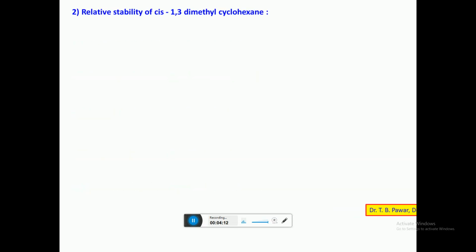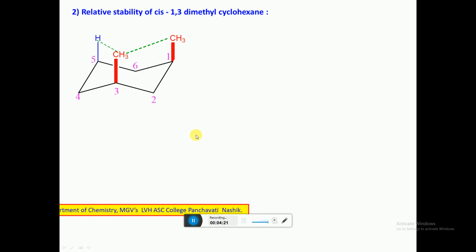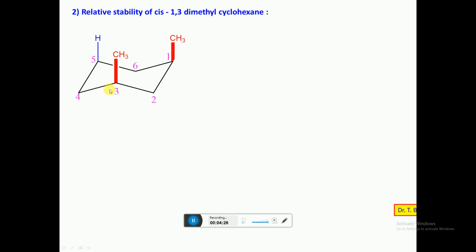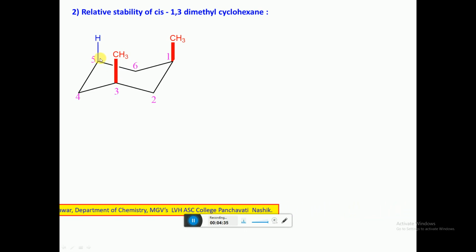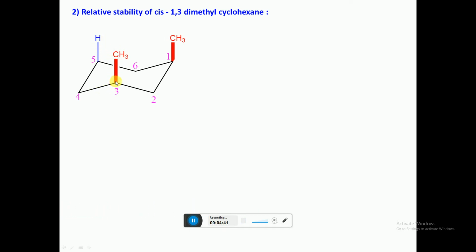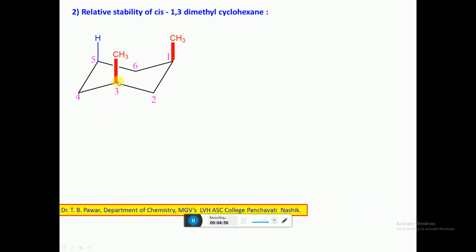Now the relative stability of this 1,3 dimethyl cyclohexane. The stability we can compare by using the energies. Now here, this axial CH3 and axial CH3 are at 1,3 positions. At carbon number 5 there is one axial hydrogen, and at the 3rd position an axial hydrogen. There is 1,3 diaxial interaction. So 1,3 diaxial interactions are gauche interactions.